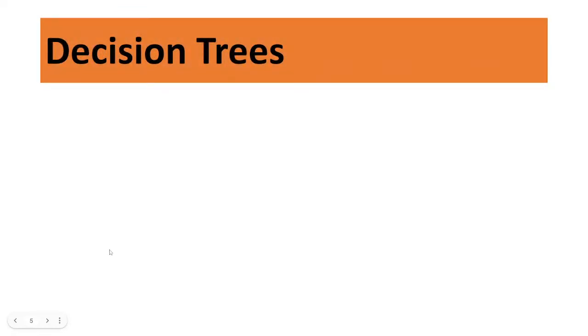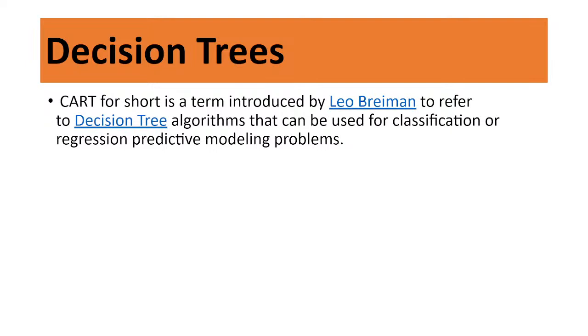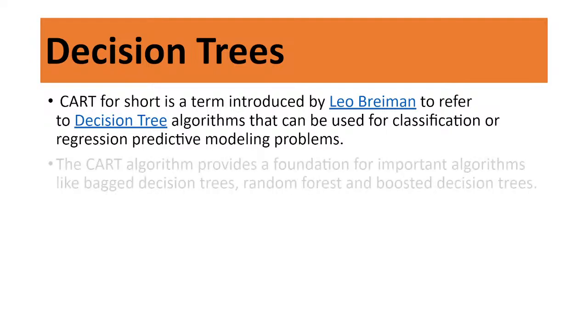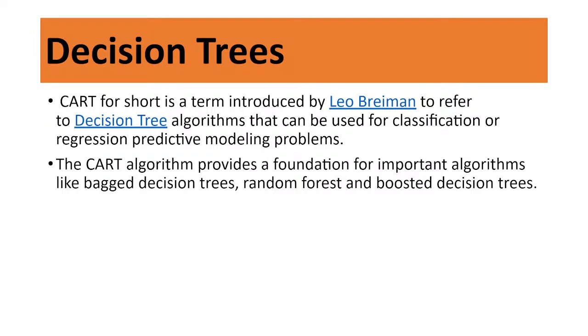And what is the decision tree about? CART for short was introduced by Leo Breiman. He discovered this algorithm, a decision tree algorithm that can be used for classification and also for regression in predictive modeling problems. So CART mainly works for two things, classification and regression, and the CART algorithm provides the foundation for other algorithms such as random forest or boosted decision trees.